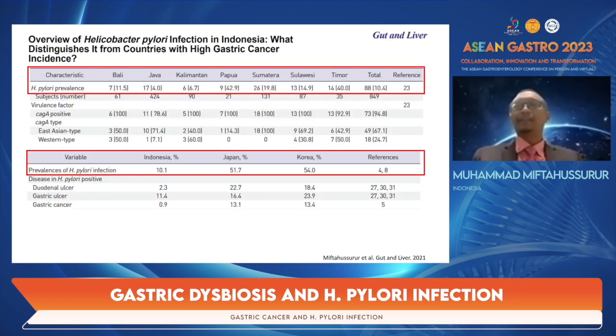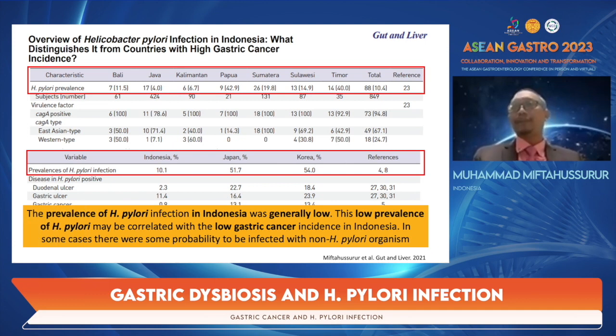Ladies and gentlemen, let me show you H. pylori infection prevalence and gastric dysbiosis in Indonesia. From our research, we discovered that the prevalence of H. pylori in Indonesia is generally low, 10.1% in total, compared with Japan and Korea, which reached more than 50%. However, in some regions, such as Timor and Papua Island, the H. pylori prevalence is up to 40% and 42.9% respectively, as well as in Bali, Sulawesi, and Sumatra Island, where it is more than 10%.